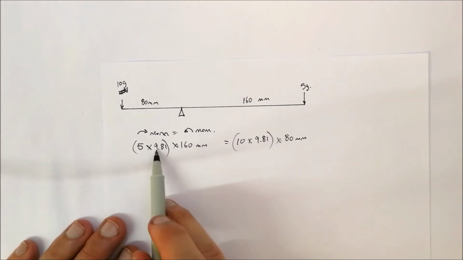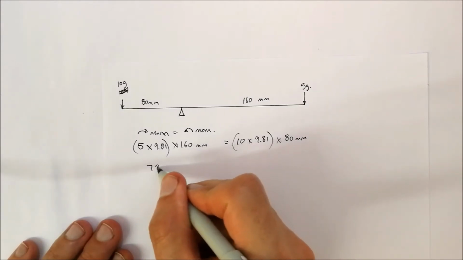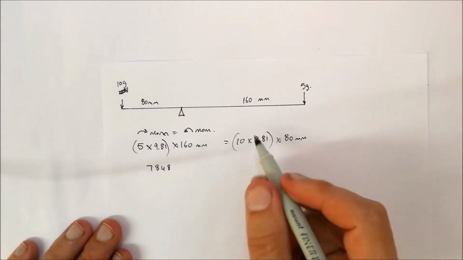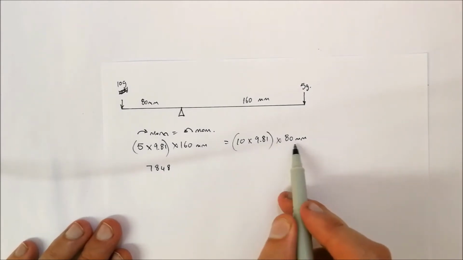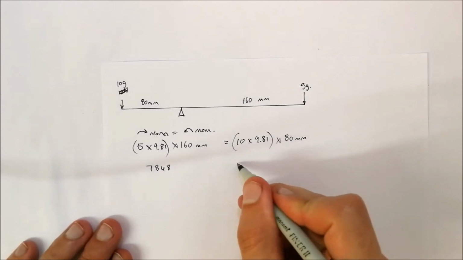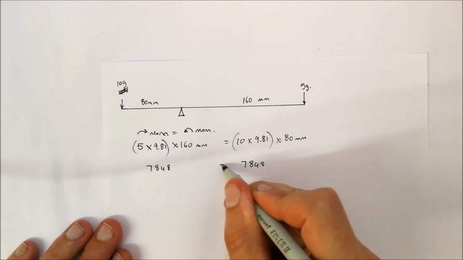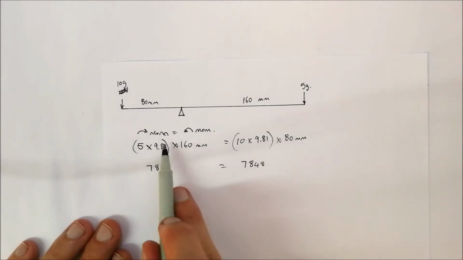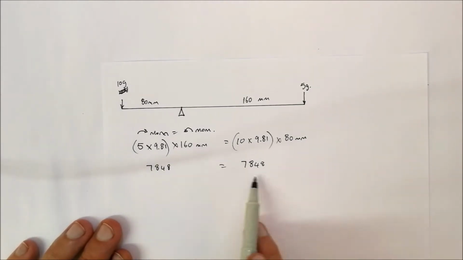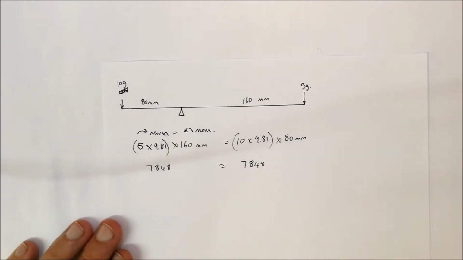Okay, so 5 times 9.81 times 160 is equal to 7848. And 10 times 9.81 times 80 is equal to 7848. So therefore those moments on either side, the clockwise moments and the anti-clockwise moments, are equal to each other. And that's the reason why it balanced at that specific point over there.